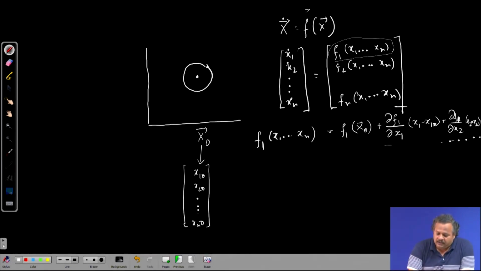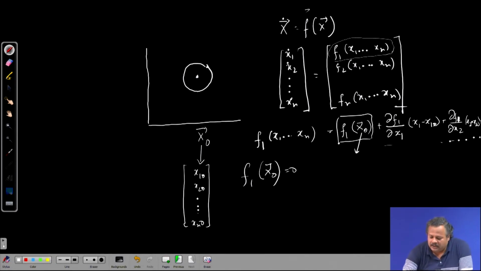Now f1 at x naught, where x naught is the equilibrium point, we know is going to be 0. Here, the del f1 terms are evaluated at x equal to x naught in each of these cases. So, this term goes to 0, and we are only left with the partial derivatives of f1 with respect to x1, x2 and up to xn.